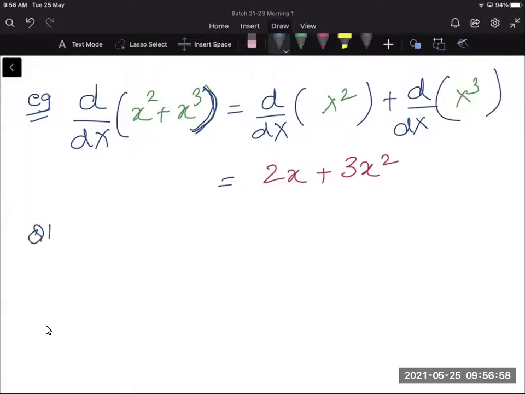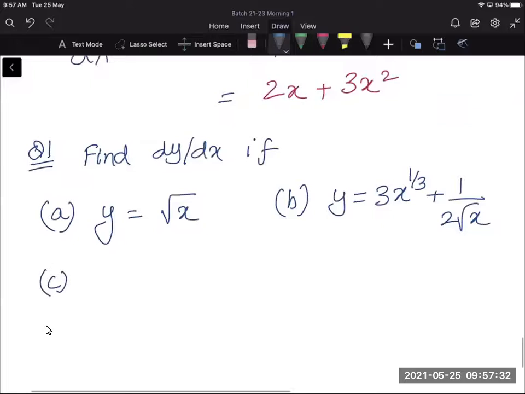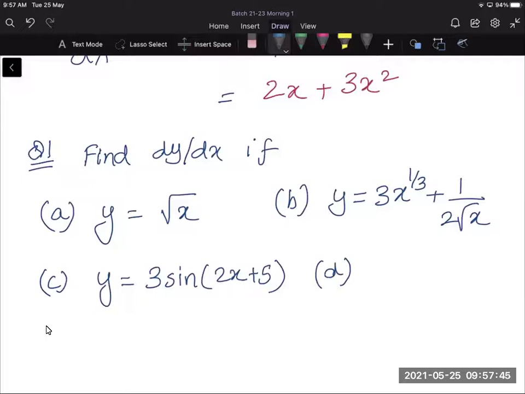Question number 1. Please do this in your copies. Find dy by dx if: a, y is equal to root x; b, y is equal to 3x raised to the power 1 by 3 plus 1 by 2 root x; c, y is equal to 3 sine 2x plus 5; d, the last one. Do all three.